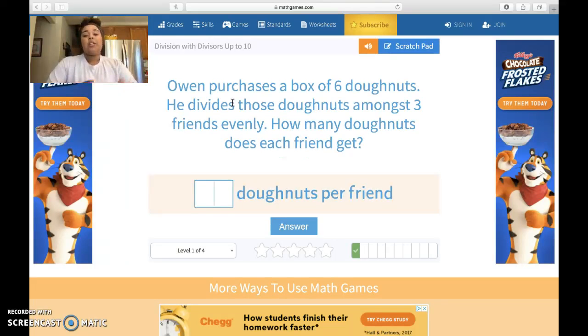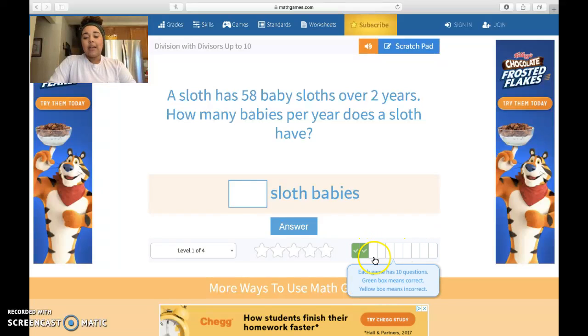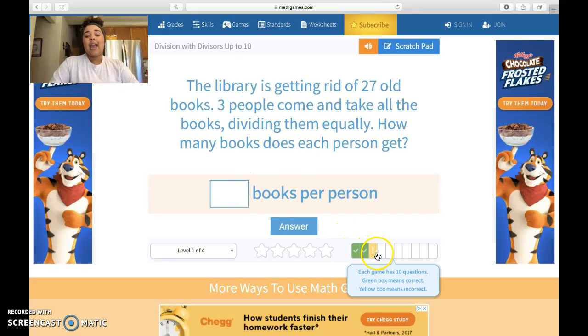It says Owen purchased a box of donuts. He divides those donuts amongst 3 friends evenly. How many donuts does each friend get? And 3 times 2 is 6, so we know that each friend gets 2. Now, if I fill up all 10 of these questions and they're all green, that means I got all 10 right. If one pops up yellow, so let's say I read this one, it says a sloth has 58 babies over 2 years, how many babies per year does a sloth have? And I say he has 10, the sloth has 10 per year. I got that wrong, and a yellow exclamation mark will show up saying I got it wrong.